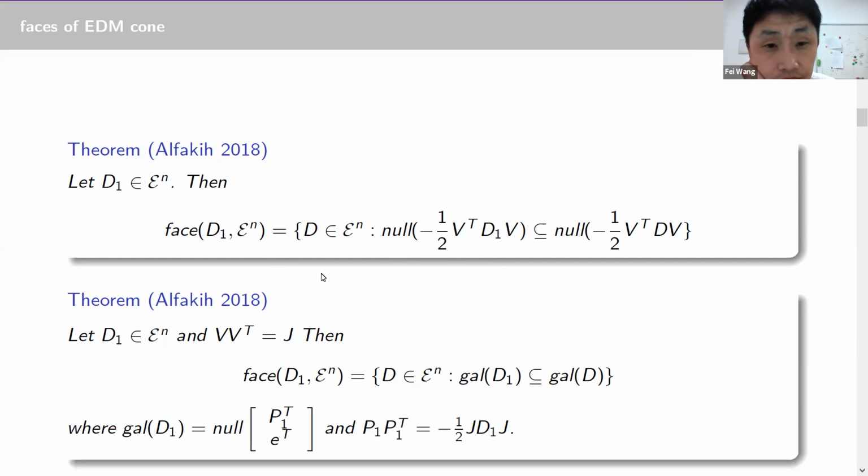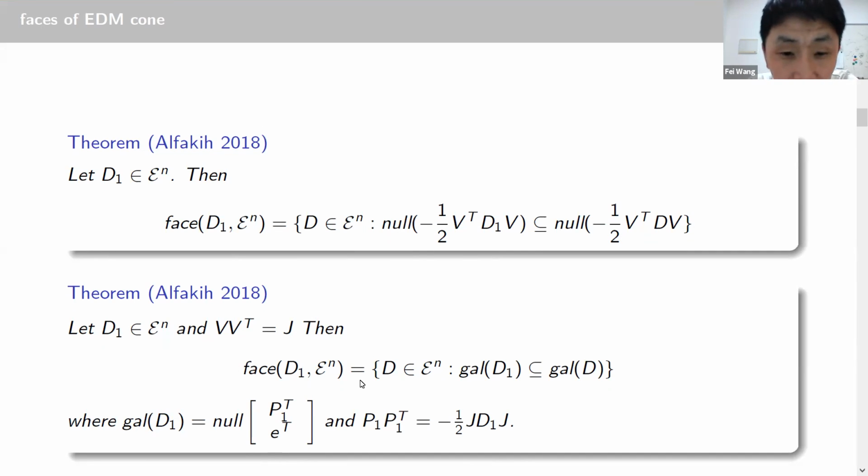This is the definition of D1. We have V times V transpose equal to J. Then the null space of one half V transpose D1 V is a subset of the null space of V1 transpose D V. Another theorem uses the Gale space. It says the face of D1 is this set D such that the Gale space of D1 is a subset of the Gale space of D.